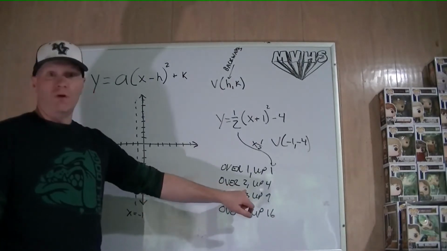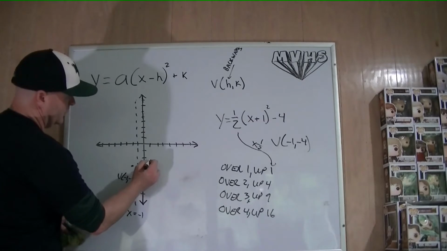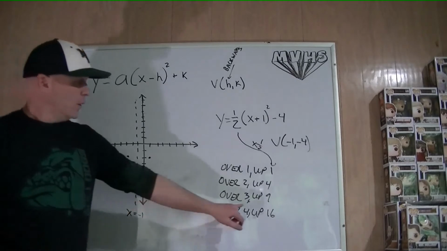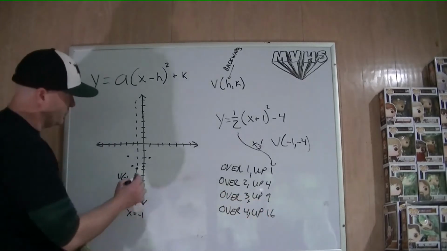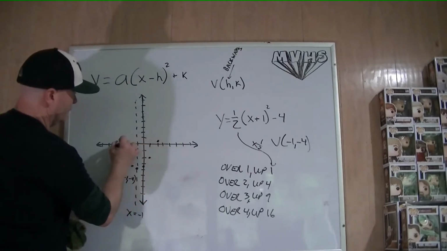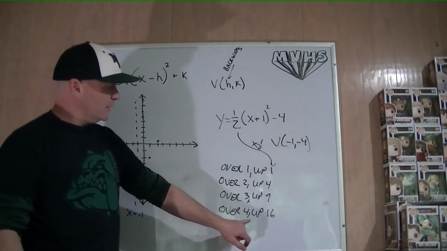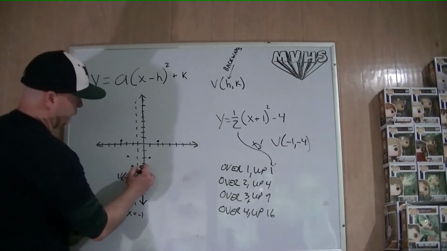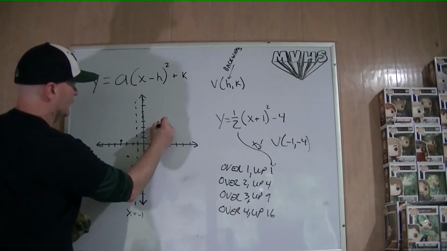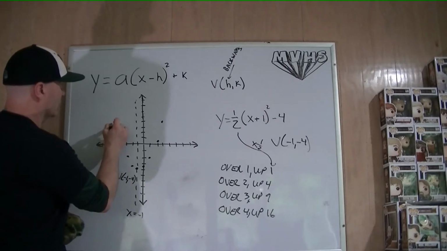Instead of over 2, up 4, we go half of 4, which is 2. So over 2, up 2, over 2, up 2. Then over 3, half of 9 is 4.5, so over 3, 1, 2, 3, up 4.5 would be right there. We probably don't need another point, but we'll do one more. This would be over 4. Half of 16 is 8. So over 4, 1, 2, 3, 4, up 8, 4, 5, 6, 7, 8. And over 4, up 8 is right there.